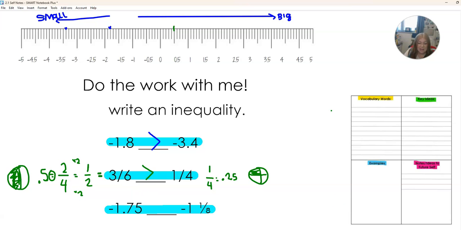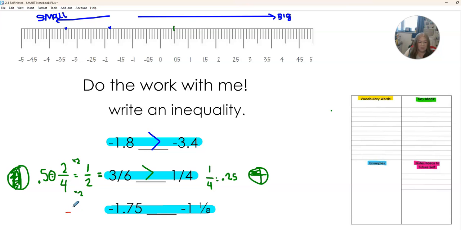And our last one is negative 1.75 and negative 1/8. So before we had decimals and decimals, fractions and fractions. This one is a tiny bit different. We have a fraction and a decimal. I notice they're both negatives. So now we got to think about which one is farther into the negatives to be smaller. So here we have negative $1.75. So we're going to start and we're going to write that as a fraction. We're going to change them both into fractions to start.